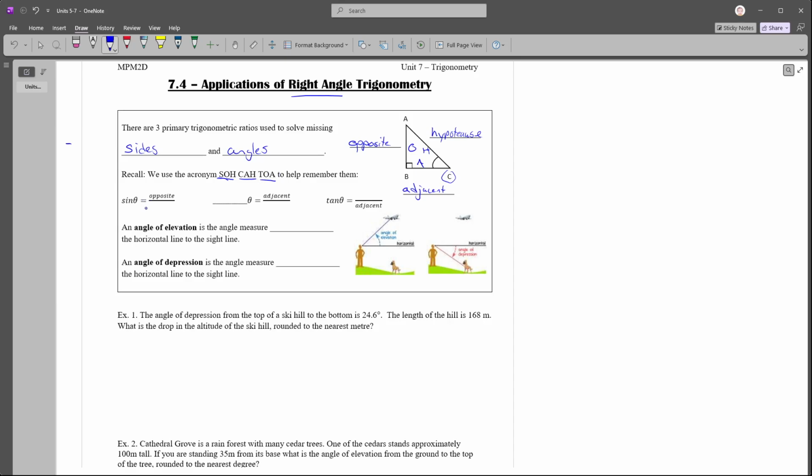So let's formalize this down here. Sine of theta, theta being any angle. The sine of any angle is equal to our ratio of opposite over hypotenuse. It's always the first letter over the second letter. So opposite over hypotenuse. And for our cos of theta, that's always our adjacent over our hypotenuse. And finally, our tan of theta is always our opposite over our adjacent.